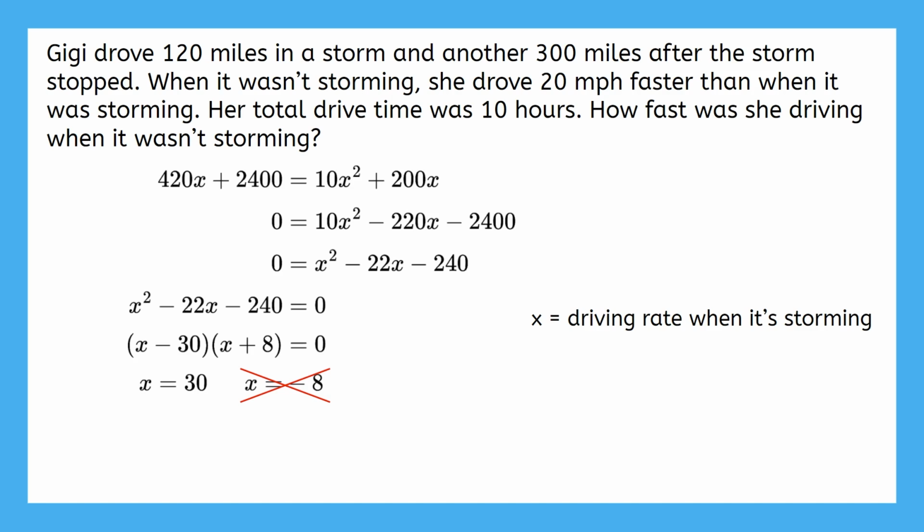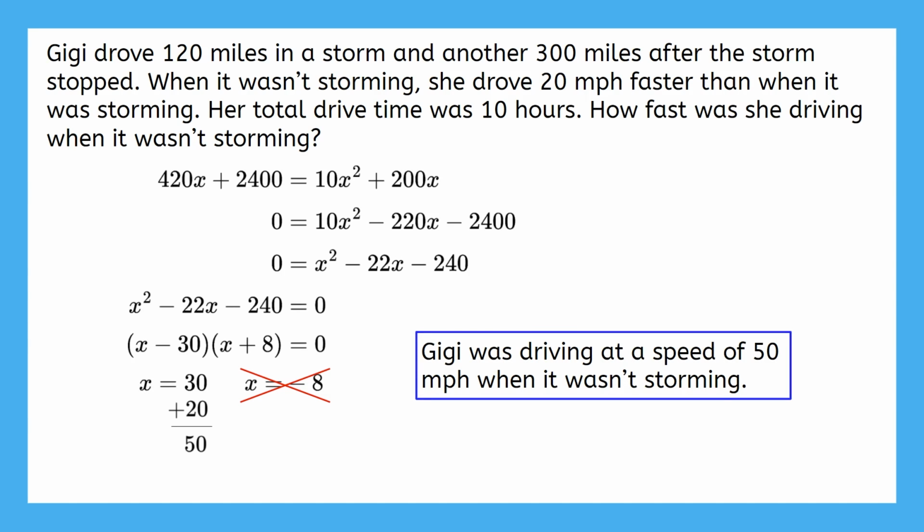Now, do we answer the question that was asked of us? Actually, no. The question asked how fast was she driving when it wasn't storming. So we add 20 to this to find her speed when it wasn't storming. We get that Gigi was driving at a speed of 50 miles per hour when it wasn't storming.